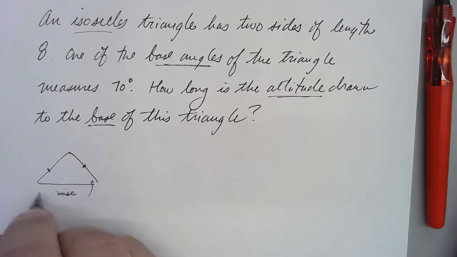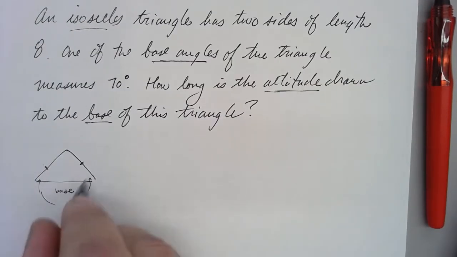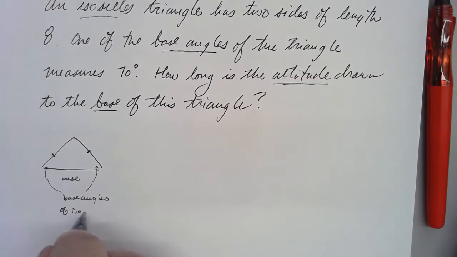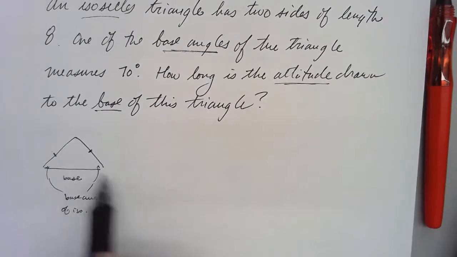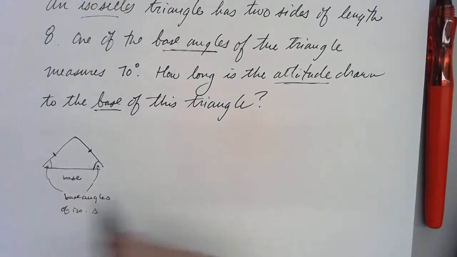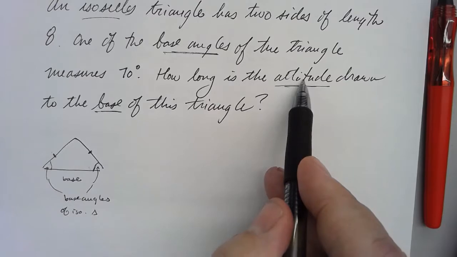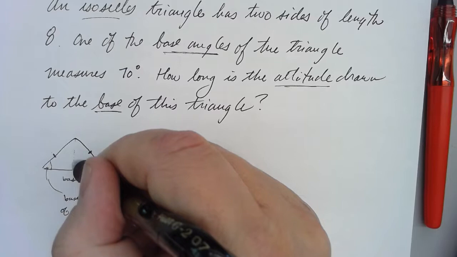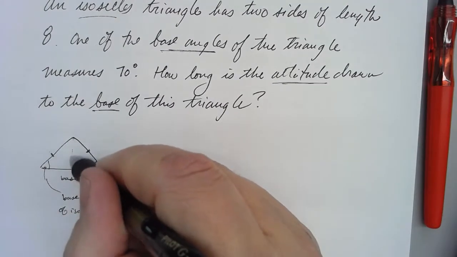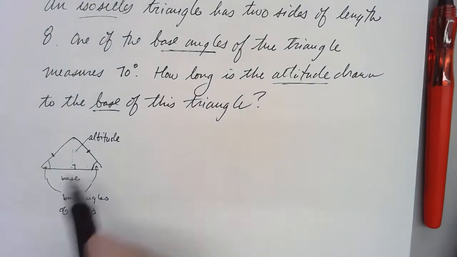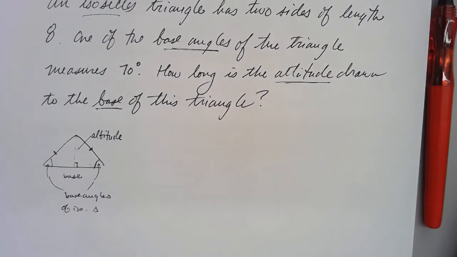And then these angles that touch the base are referred to as the base angles of the isosceles triangle. It's a special term that's used just for isosceles triangles. The base angles theorem reminds us that these angles are the same. Finally, an altitude drawn to the base. Altitudes always make right angles, so this is where my right triangle is going to come in so that I can do my trigonometry.